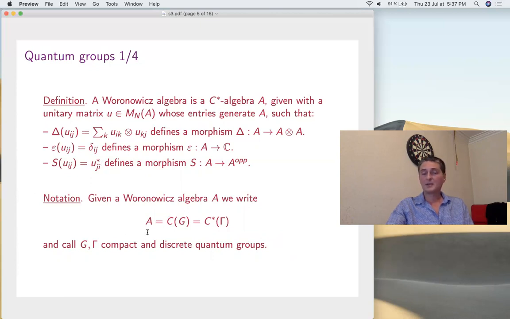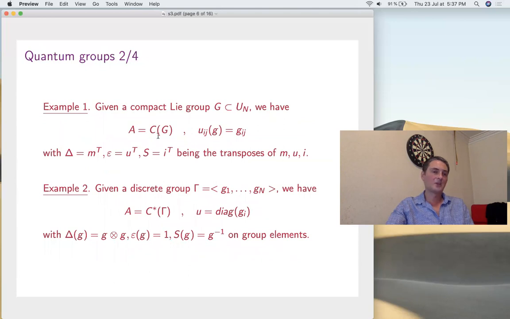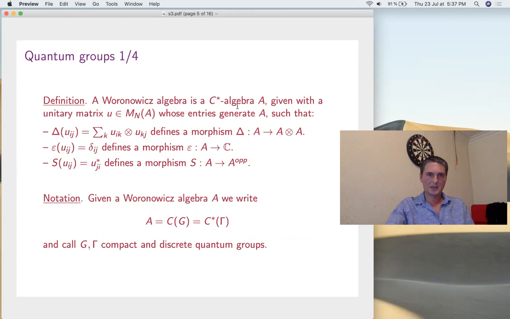And the claim is that this can be written as C of G with G compact quantum group and C star of gamma discrete quantum group. So why is this claim true? So first I must construct examples here and here. So given a compact Lie group, that's your algebra. Uij are just the coordinates, they form a unitary matrix. And delta epsilon S are just the transposes of the multiplication, unit, inverse map of G. Let's see why this is true. So again, C of G with the coordinates, everything is satisfied. And this is, yeah, that's the formula of the multiplication, coordinates, if you want, of the unit, antipode. So inverse, the inverse.